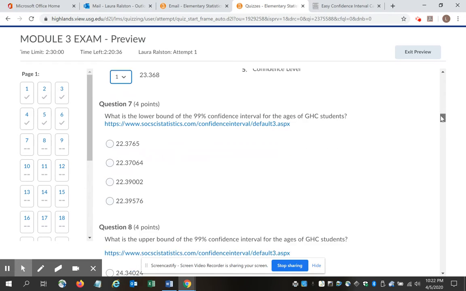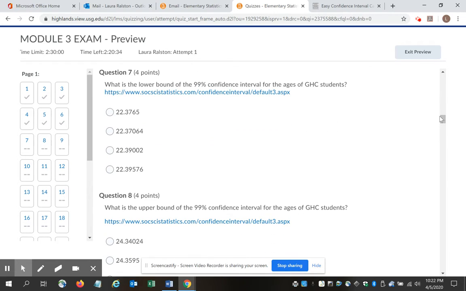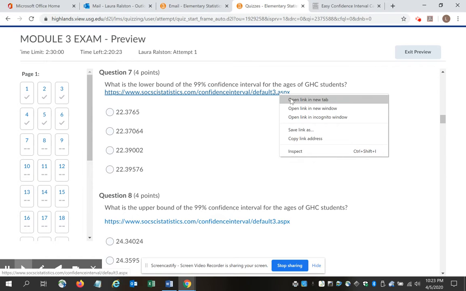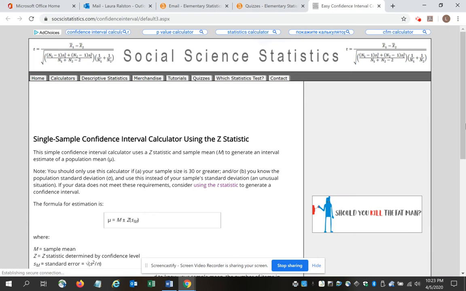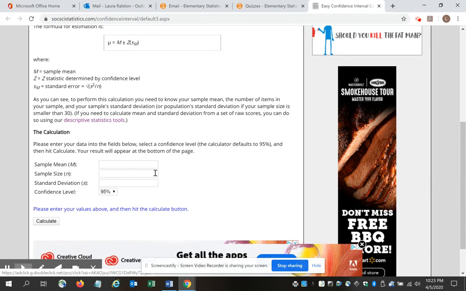Now, again, when you get to question 7, it asks you what is the lower bound for the 99% confidence level, and I give you the link to the website. Okay, all you had to do was click on it, and it would take you to the website. And I go out and I put in the information. I really don't know how I could have made it any easier for you guys.